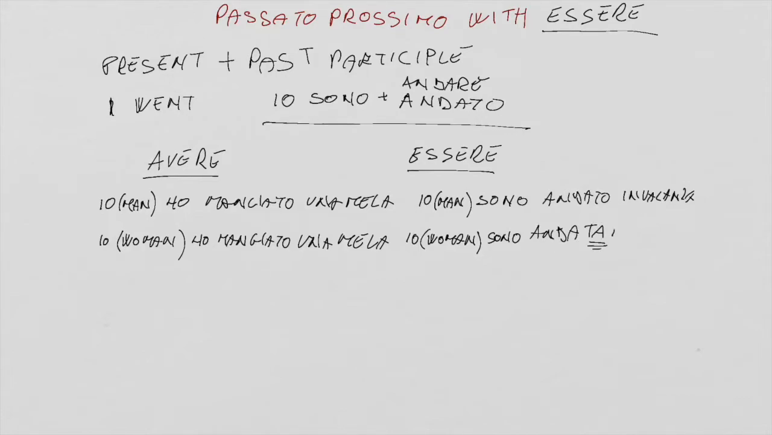So you notice when the subject is feminine, you must make the agreement. The past participle must agree with the subject. So in this case, we have andata because it refers to io, equal I, as a woman. The same thing happens with all other subjects. When you form the passato prossimo with essere, you always must check the gender and number of the subject.